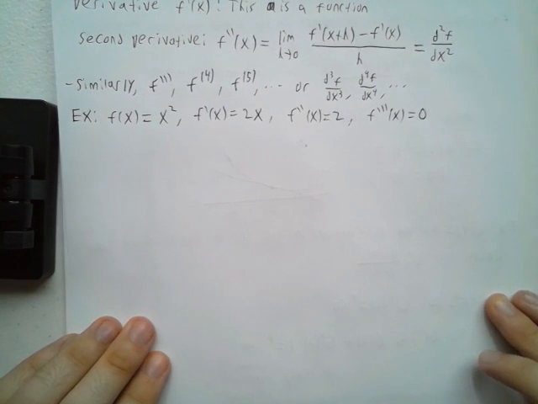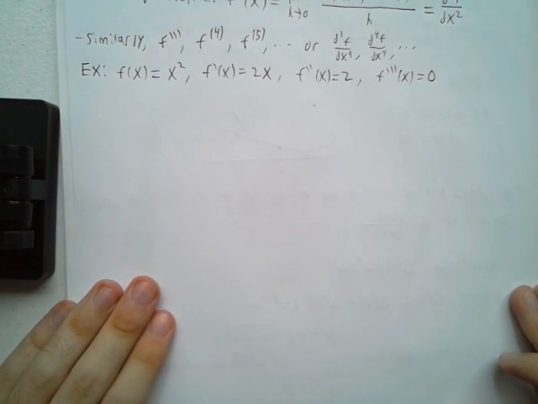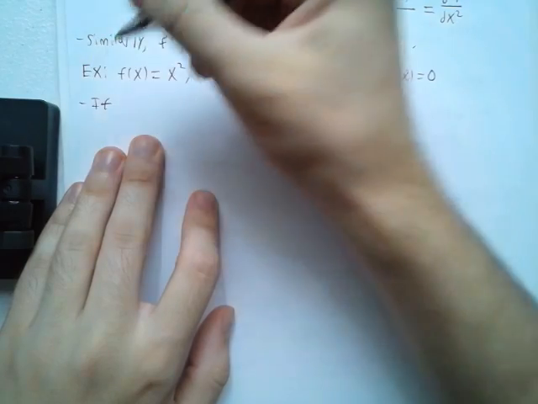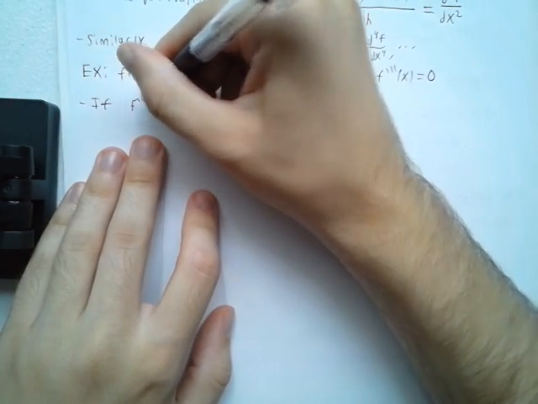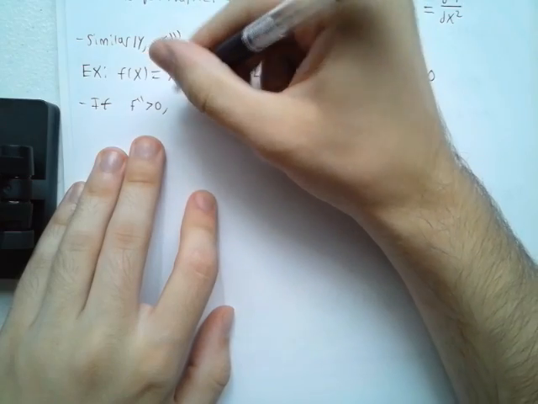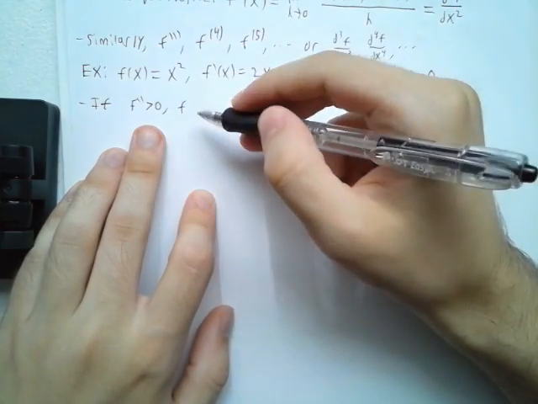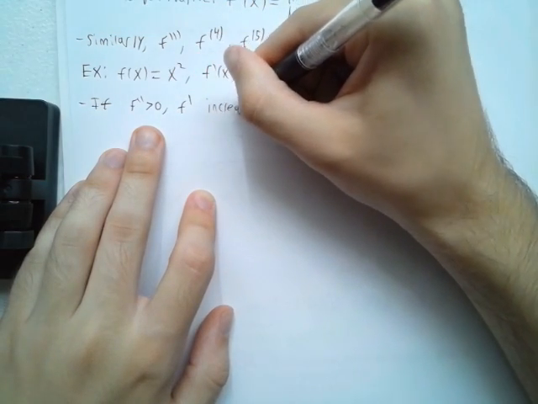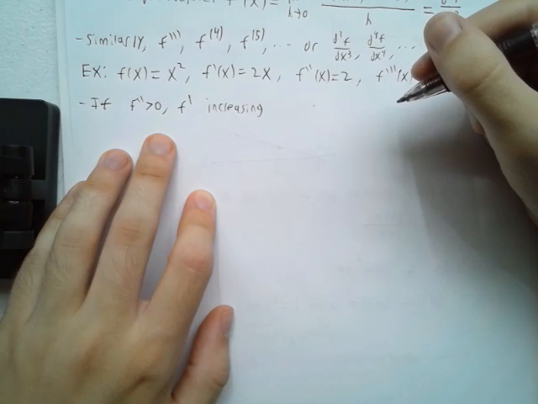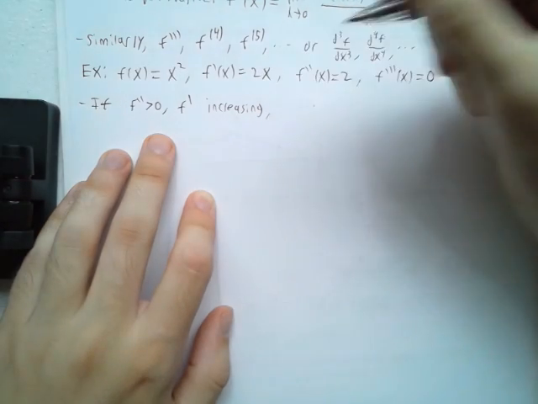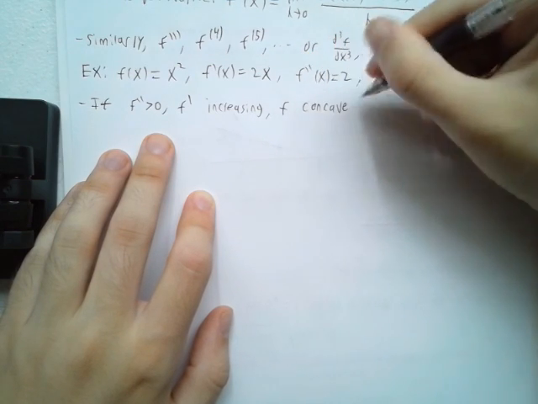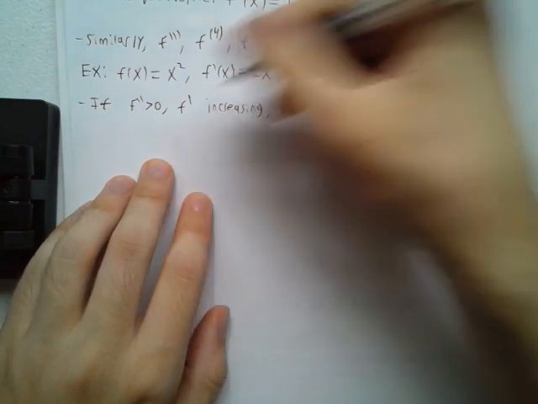So this is the idea of the second derivative, and just like with the first derivative, this can tell us some information about the graph of a function. So if f double prime is greater than 0, then this tells us the derivative of f prime is positive, so that means f prime is increasing. That's something we already knew from previous work. And this also says the original function is what we call concave up. So I'll explain what that means in a moment.